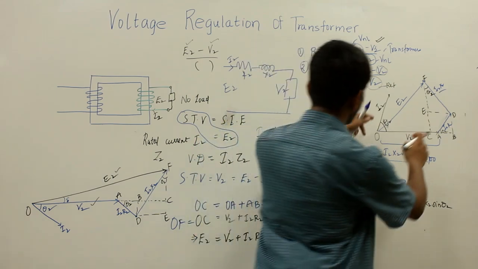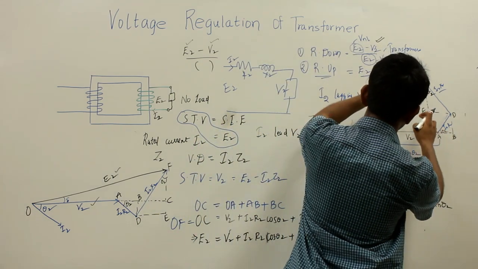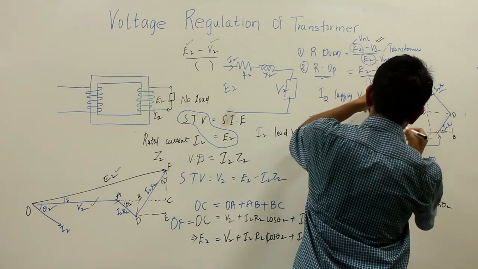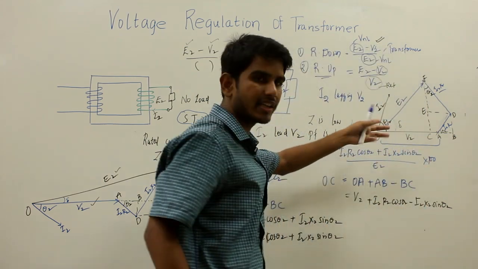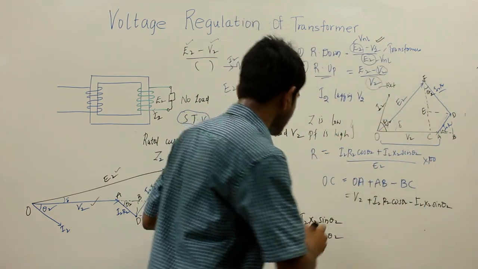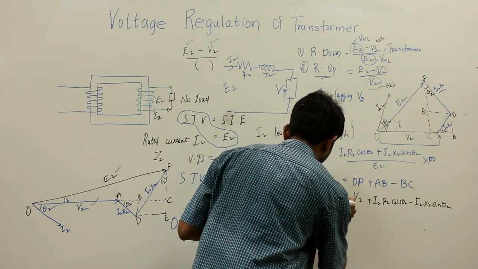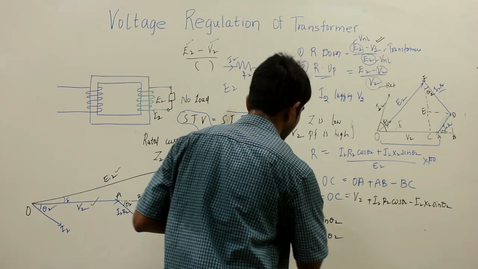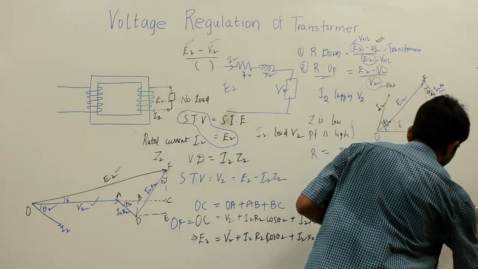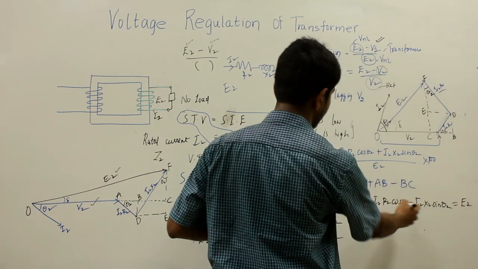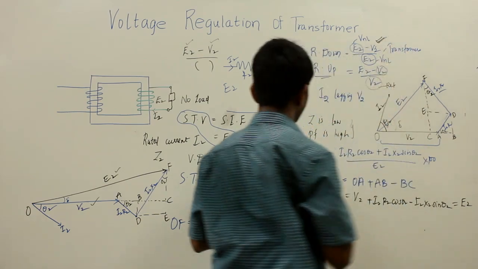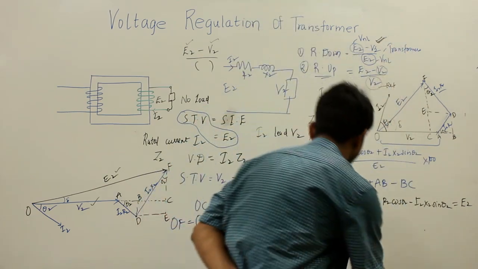So this OC will be equal to this OF, as the angle between them, that is delta, is very small. So I am writing OC equal to OF, which is ultimately equal to your E2. So let us put this E2 here. After putting this E2 here, you will have the regulation.